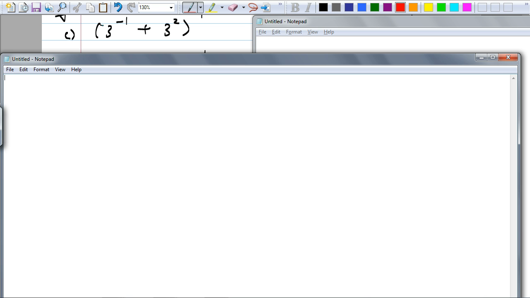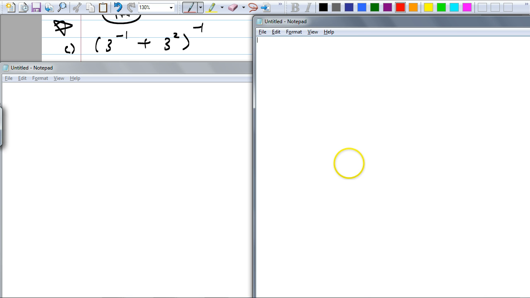Whoops. Let me move it down because you don't see the whole front. Hold on. Okay, sorry, it was sort of hidden. Okay, there you go. 3 to the negative 1 power plus 3 squared, the whole thing to the negative 1 power.